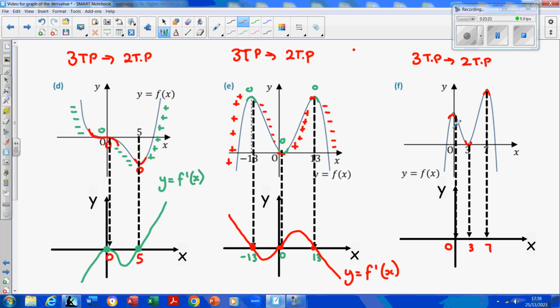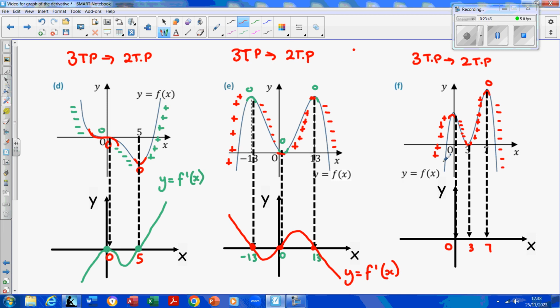Before this turning point, the graph is going uphill, so it's positive. So that means the part of the derivative graph has got to be above the axis. In between these two turning points, it's got to be negative, it's going downhill. Then it gets to 0, and then it shoots and it goes uphill, so that's got to be above the x-axis. Then it gets to 0, and then it falls down again.